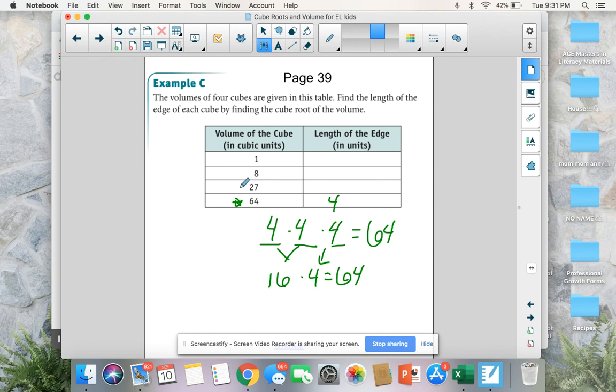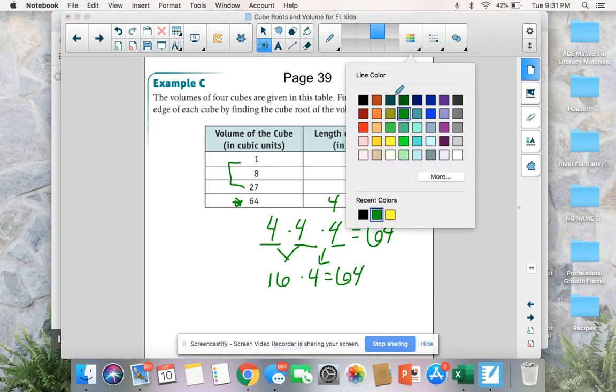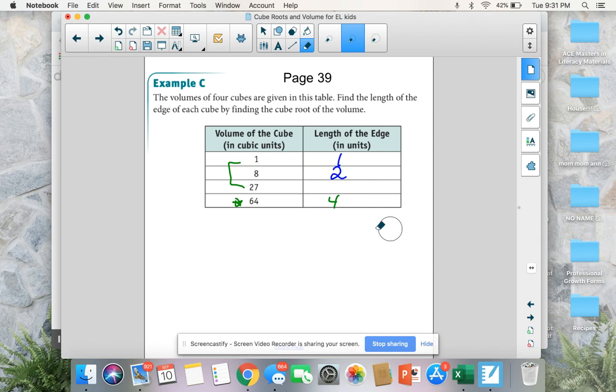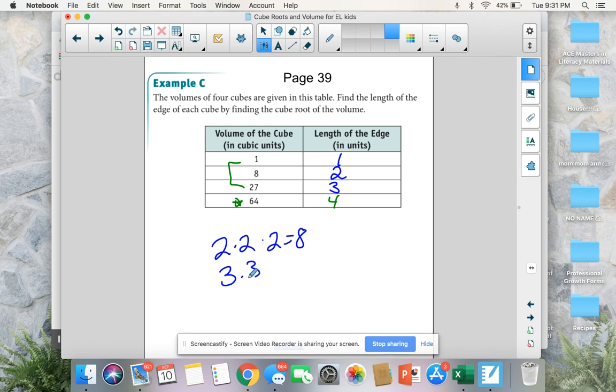Okay, I want you to go ahead and try to do these other 3, then hit pause, and then you can come back and you can check your answers. All right, great. So if you had 1 for this first one, you are correct, because 1 times 1 times 1 is 1. If you had 2 for the second one, you are correct, because 2 times 2 is 4 times 2 equals 8. And for the third one, if you had 3, you are correct, because 3 times 3 is 9 times 3 is 27.